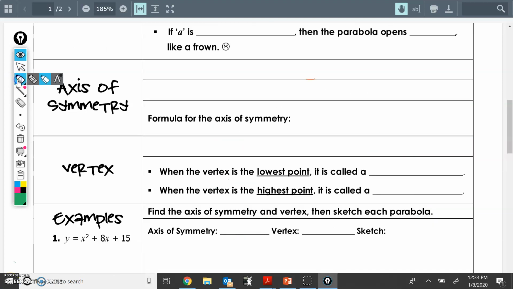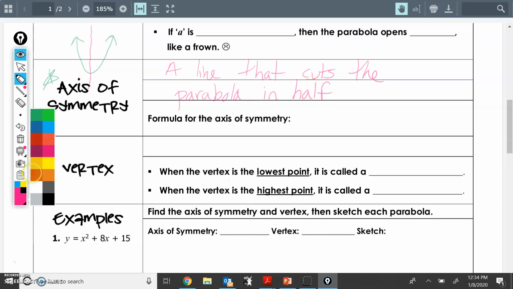The axis of symmetry, an important vocab word. Basically what it does is it takes your parabola and you are drawing a line down the middle to make it symmetrical. So it's a line that cuts the parabola in half. And it's always going to be a vertical line in our class.